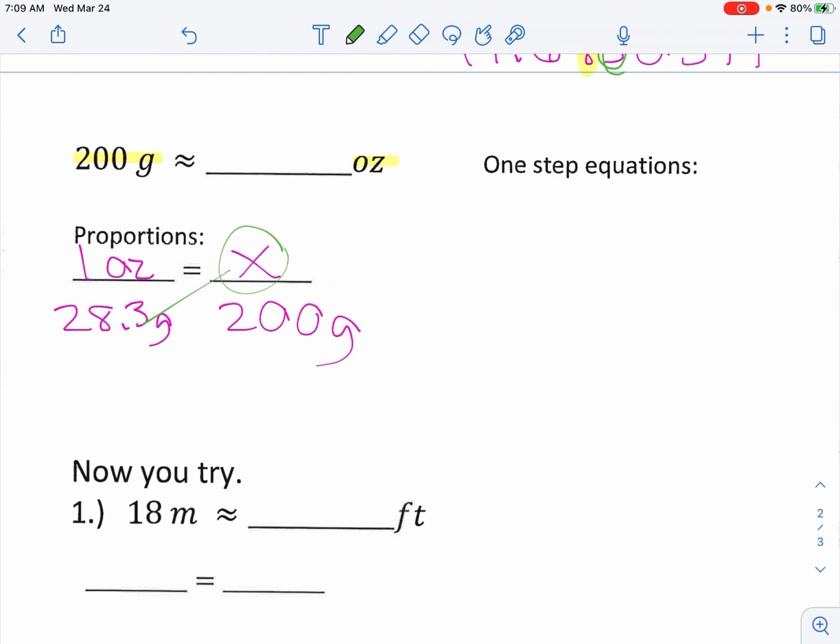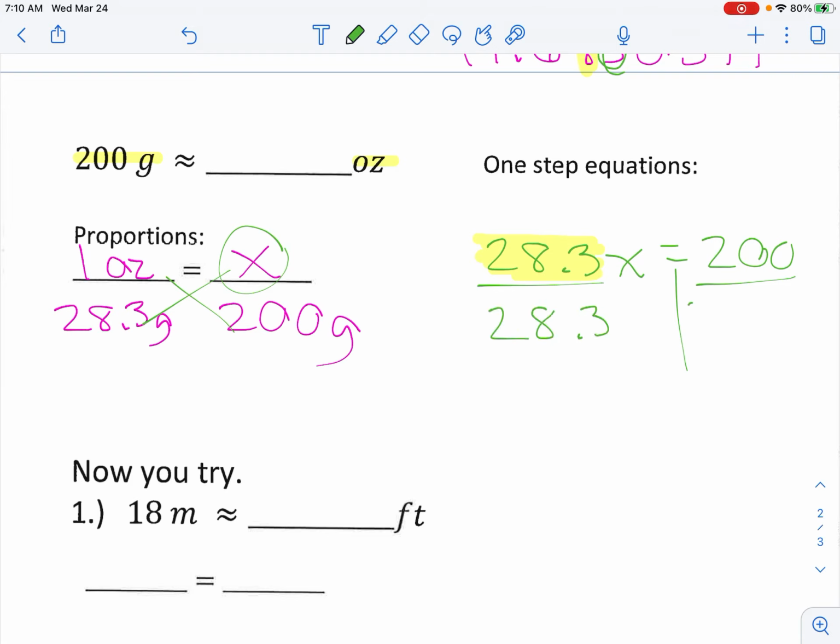So we're going to find the X first. We always multiply by the X first. So do your cross products. We're going to do 28 3/10 X equals 200. To solve your equation, find your coefficient. That's the number that you have to divide both sides by. Divide the left by 28 3/10 and divide the right by 28 3/10.